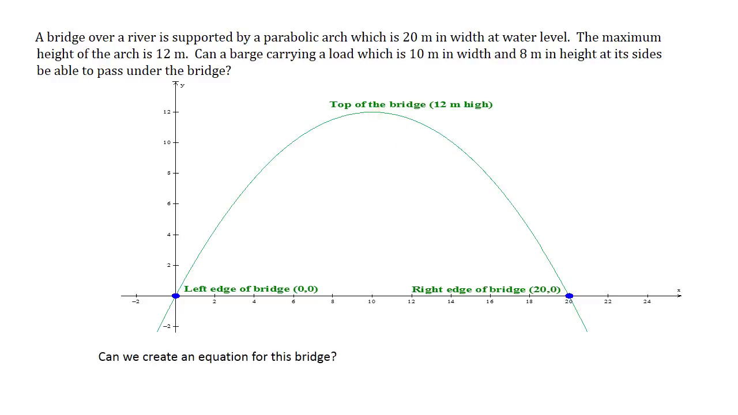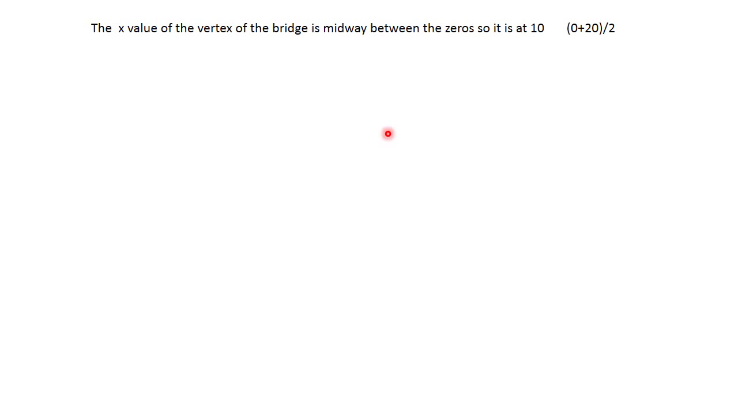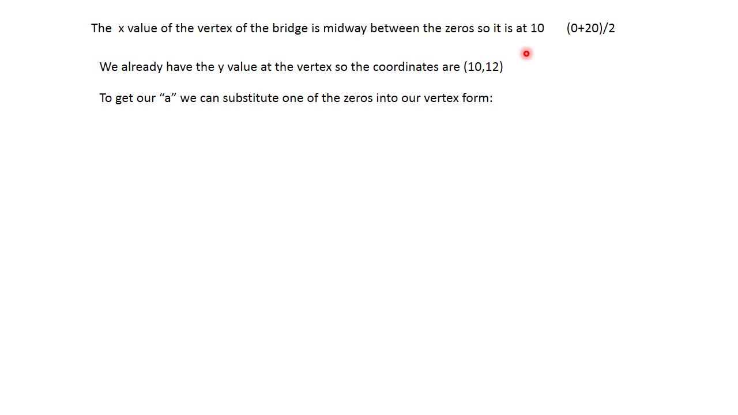Okay, so let's create an equation for this bridge using the stuff that we've learned before about vertex form. We have the vertex, we know, is in between the two zeros, so it's between 0 and 20, which can easily be done. We saw it on the graph before. It's at 10. So we have the value of the vertex as being 10, 12. 10 is the x value at the vertex, and y is the 12 at the vertex. All right? Now we need to get our a. So let's put it in vertex form.